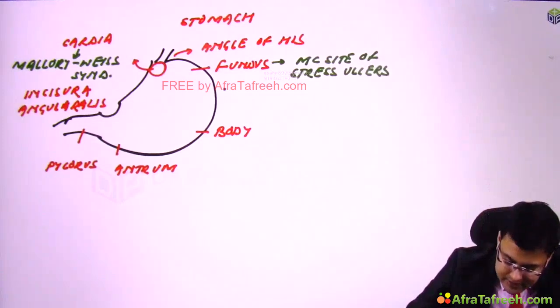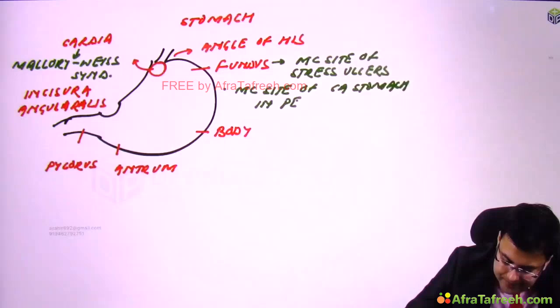Second, fundus is the most common site of carcinoma stomach in pernicious anemia.